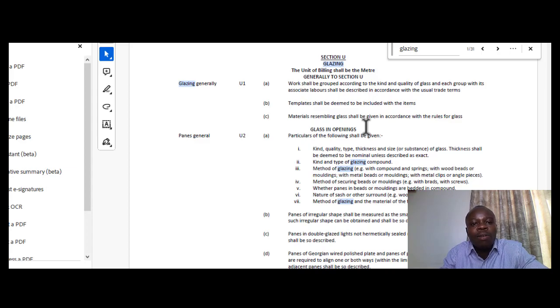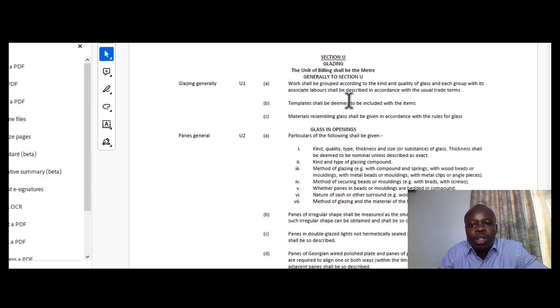You can also have glazing for different aspects. For instance, in the window, you have glazing there. On the door, maybe on a fanlight, or just a section of the door, generally to allow light. So you have broad categories of glazing that you would experience in terms of estimation or construction at large.